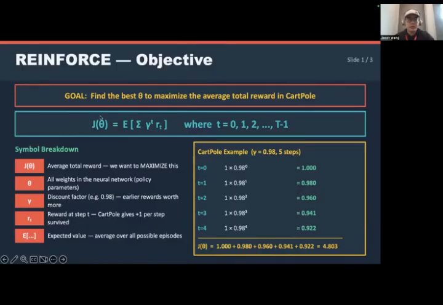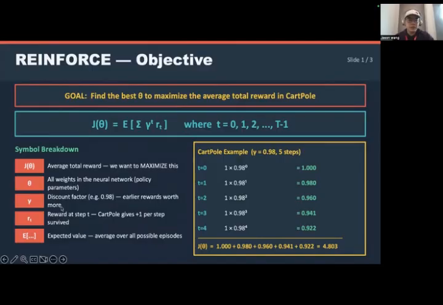So this formula here is saying, given the current theta, what is the average total reward we get from playing the game? Let's see the breakdown. J of theta is the average total rewards. We want to maximize this. And theta is all the weights in the neural network.